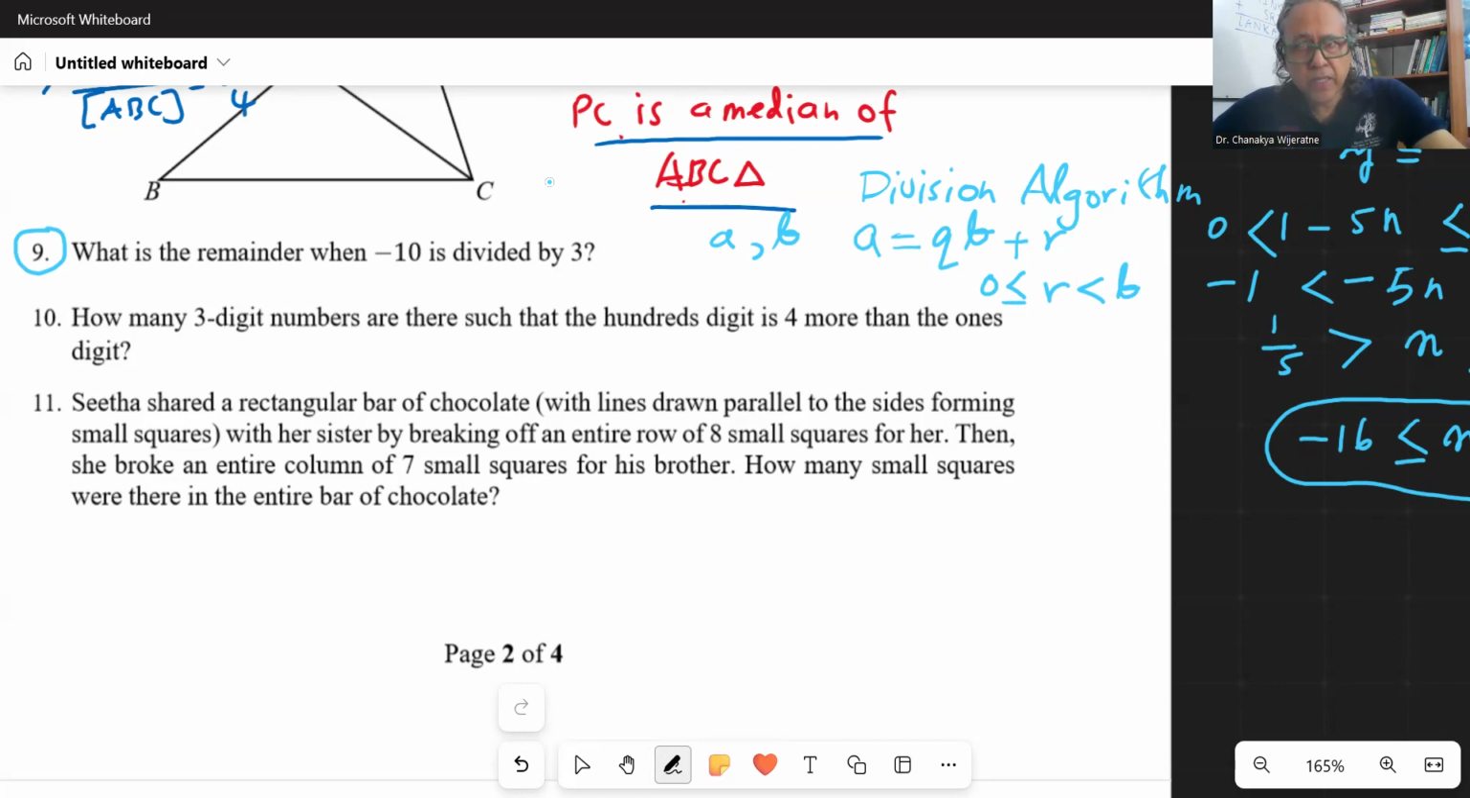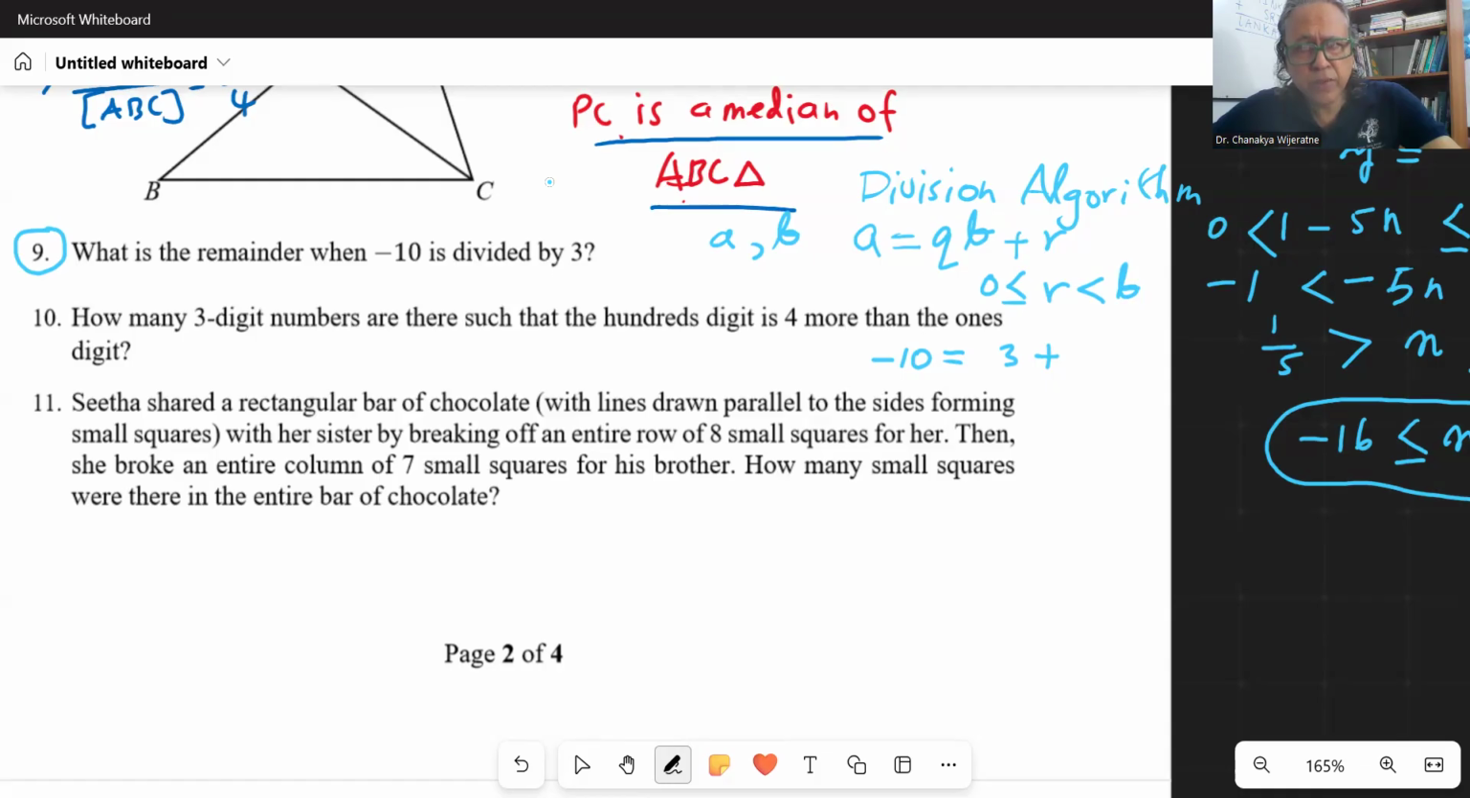So if you apply that, a is negative 10 and b is 3, and then we get a remainder which is non-negative. Furthermore, this algorithm says that this r and q are unique. The quotient and the remainder are unique. So how do you get negative 10 as a multiple of 3 and a non-negative remainder?